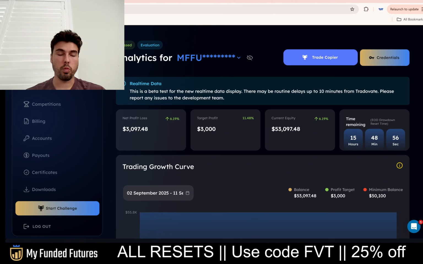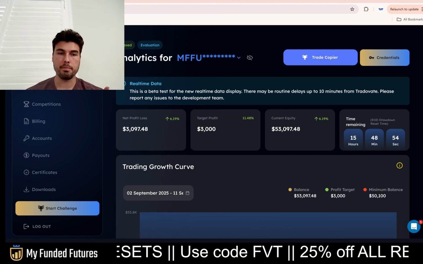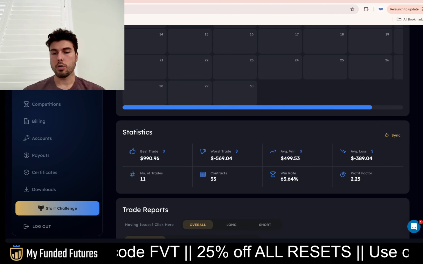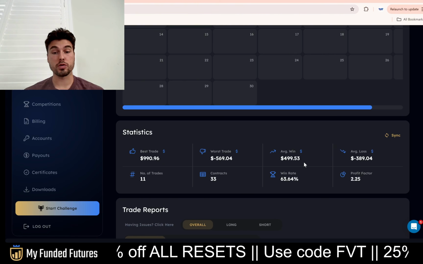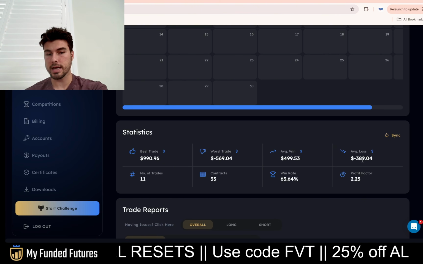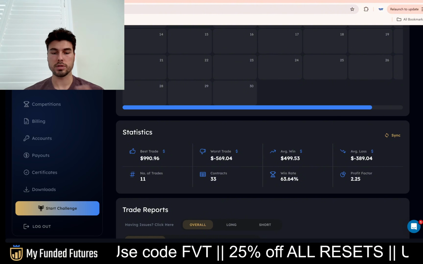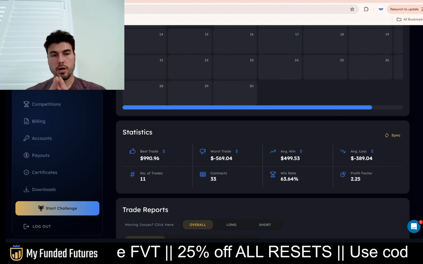So you can see when I passed the account that I wasn't using a massive high win rate. If you look at this, right, the win rate here was about 63%. The average win was about 500, the average loss was a little bit less. Best trade, worst trade, number of trades, and the profit factor was over 2, which all these stats are profitable.